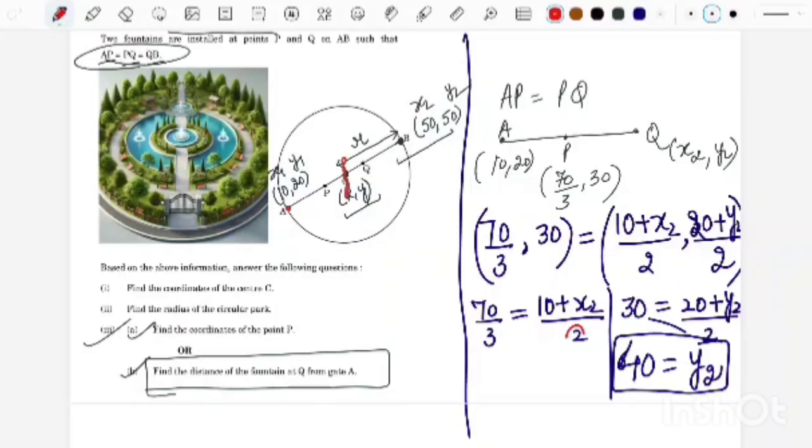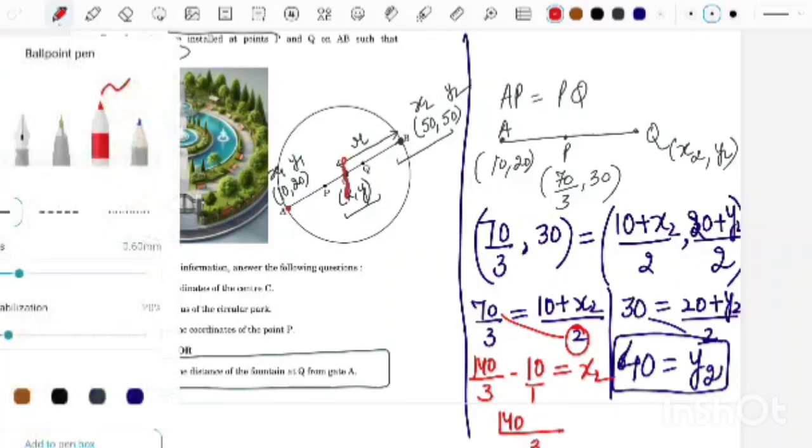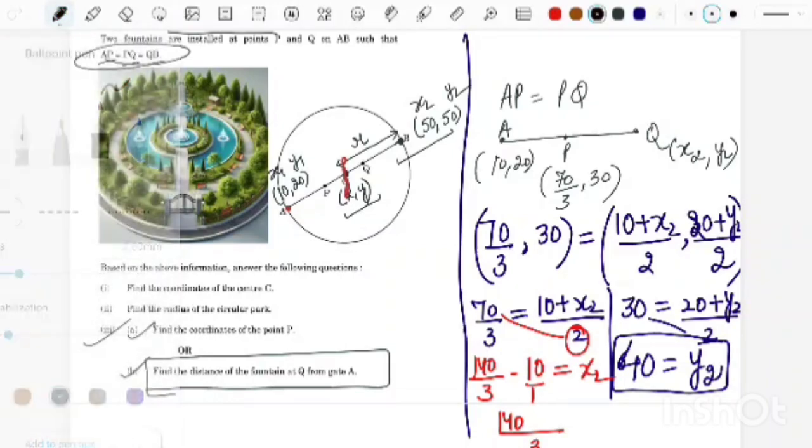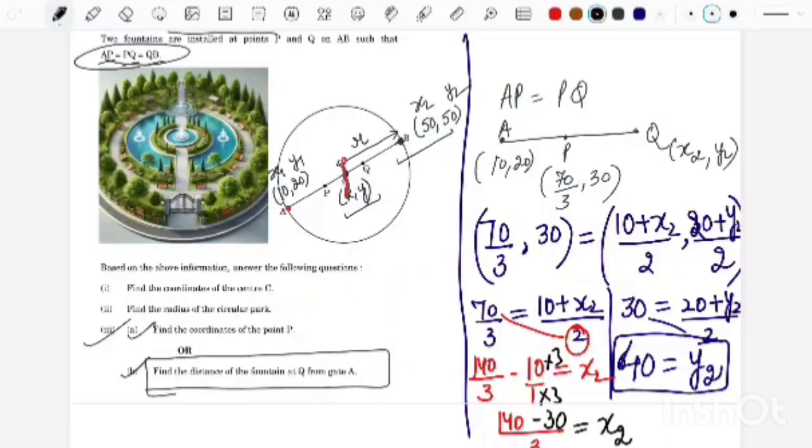So here 2 will be multiplied here. I hope you can calculate it very easily. Minus 10 equals x2. Take the LCM, 3 is the LCM, 140. You want 3 now here. What will you do here? 3 into 3. Those who don't know the basics of maths, please improve your basics, otherwise it will be very difficult for you to complete the exam. Your calculation must be very fast. Okay, x2 is 110 upon 3.